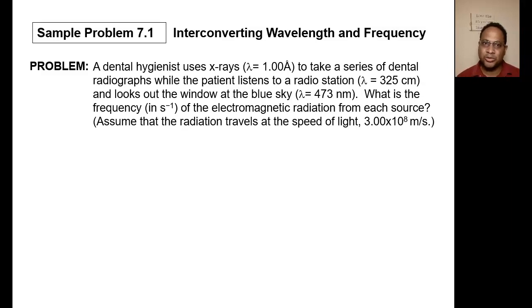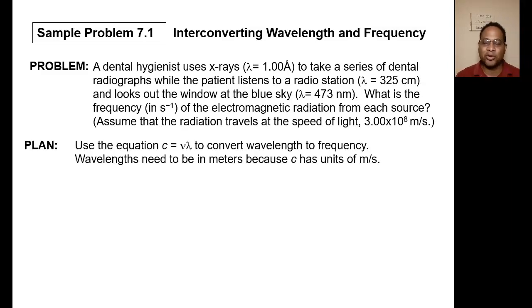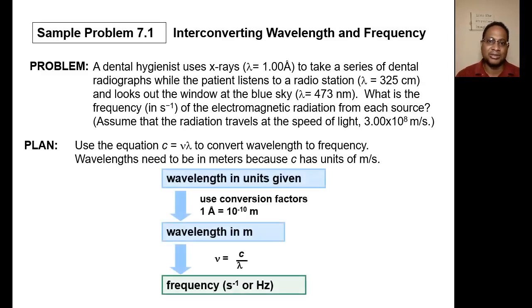So as I said, all we're doing is using the relationship that we discussed before. We're using the relationship between the speed of light, which is the product of frequency times the wavelength. So you're given the wavelength, you know the speed of light, so all you're asked to do is determine the frequency in units per second for each of the different sources. But before we do this, you notice that they have given us the wavelength in different units. We're given it in terms of angstroms, nanometers, centimeters. So what you want to do is first convert each of those units to meters, and then you can do the required calculation. Does that make sense?